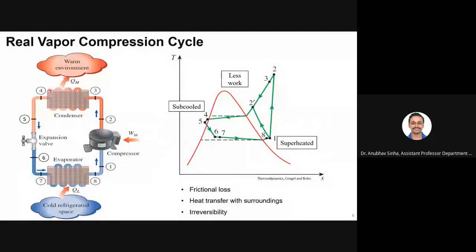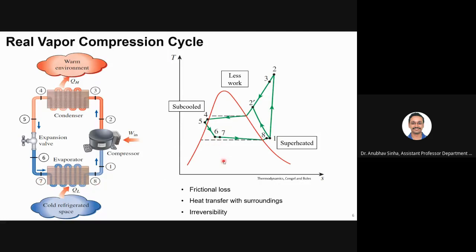Okay, as you can see here, this was supposed to end at saturated liquid, but there is subcooled liquid there. And then again, from 5 to 6, this was supposed to be constant enthalpy, but there will be some losses. Okay, so again it goes from 7 to 8.